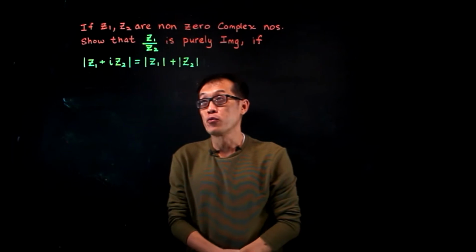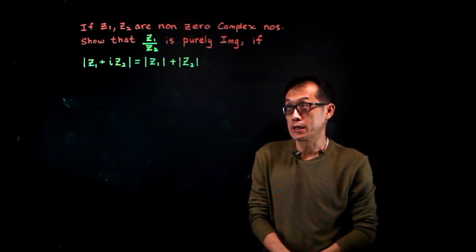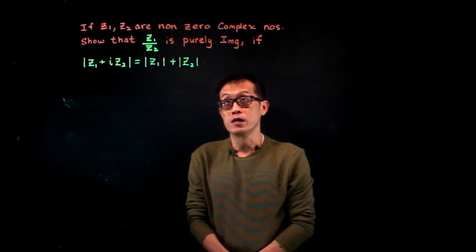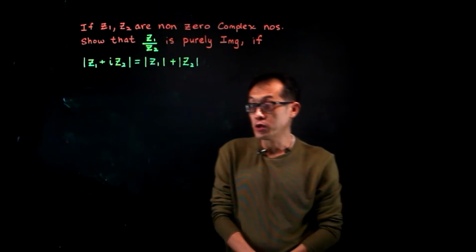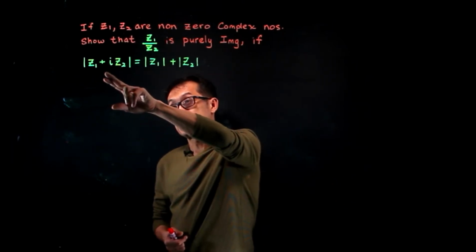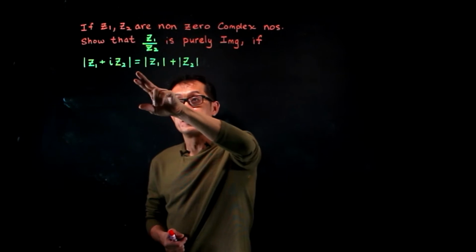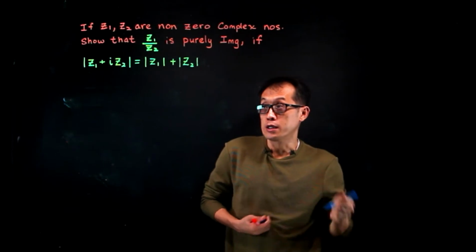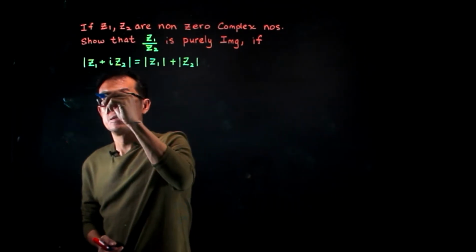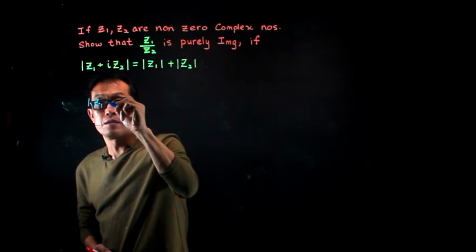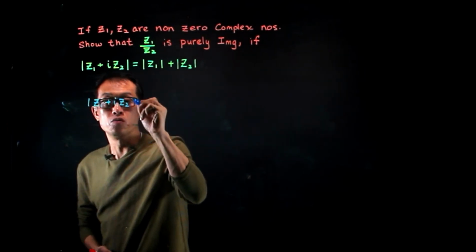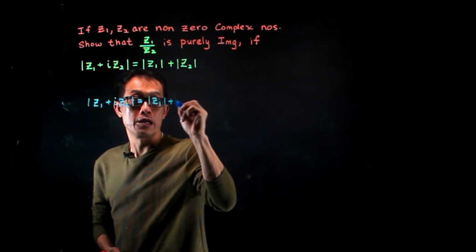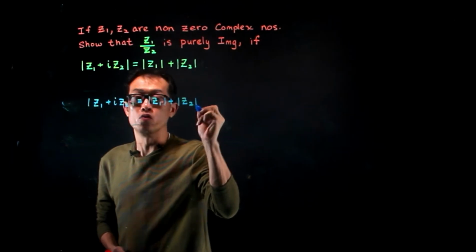In this question, Z1 and Z2 are non-zero complex numbers. You are asked to show that Z1 over Z2 is purely imaginary if the modulus of Z1 plus iZ2 is equal to modulus Z1 plus modulus Z2. Now let me copy down this expression first. The modulus of Z1 plus iZ2 is equal to mod Z1 plus modulus Z2.